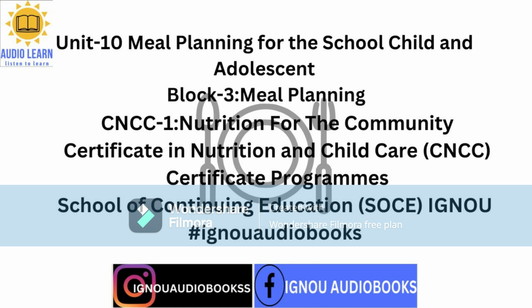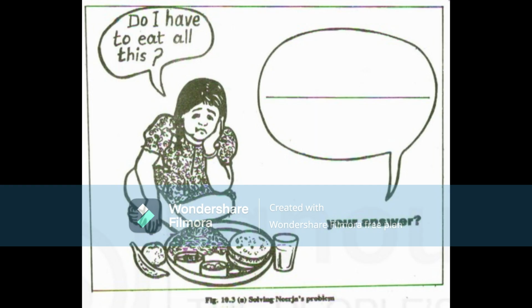Check your progress exercise 2.1. Look at figure 10.3 A. Neerja has a specific problem. How would you solve it? Answer in brief, not more than 1 or 2 sentences, in the space indicated in the figure. Before you start, here's a hint. Neerja's problem is related to meal frequency. Figure 10.3 A. Solving Neerja's problem.